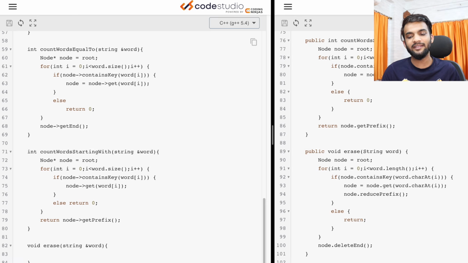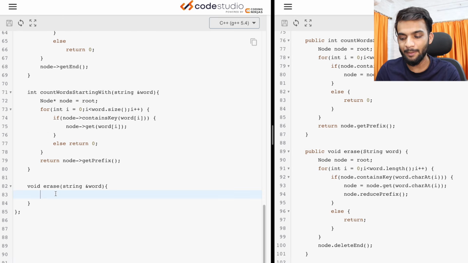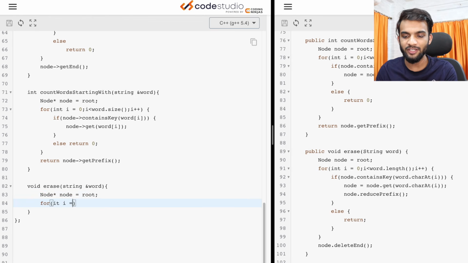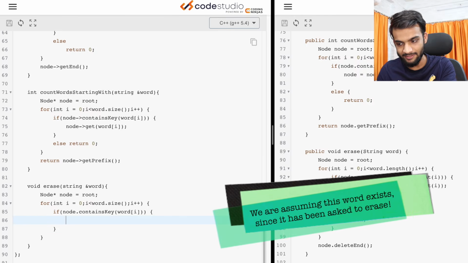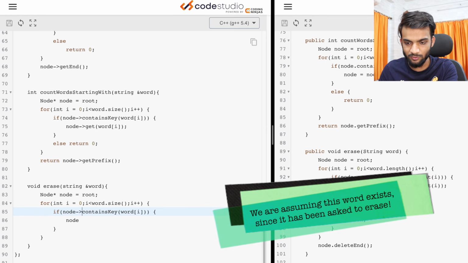Now in order to do the erase, let's logically think what I am doing. That's very obvious. The first thing we will always do is iterate across the string. So I've iterated across the string. Now what's my job? If the node contains the word I, then I will have to decrease it. So I will say, let's move to this guy, which is node equal to node get of word I.